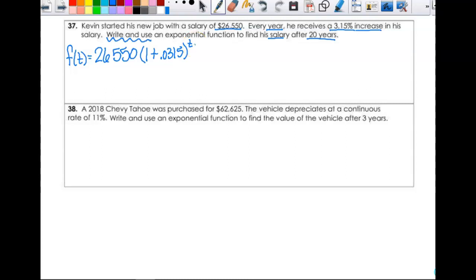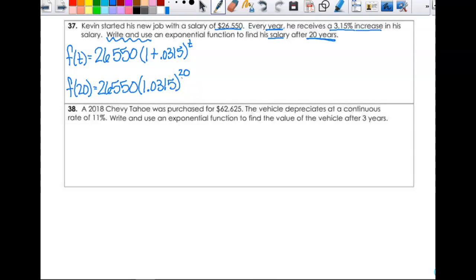We have to figure out what our time basis is. So it says it happens every year, and we're looking at 20 years. So I'm thinking t is years. So f of 20 then equals $26,550 times 1.0315 to the 20th power. Then you can put it in the calculator.